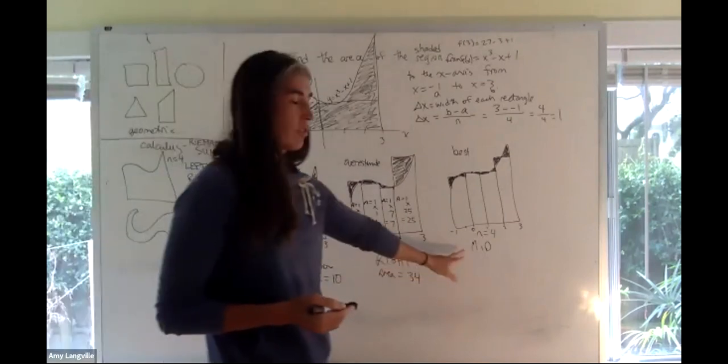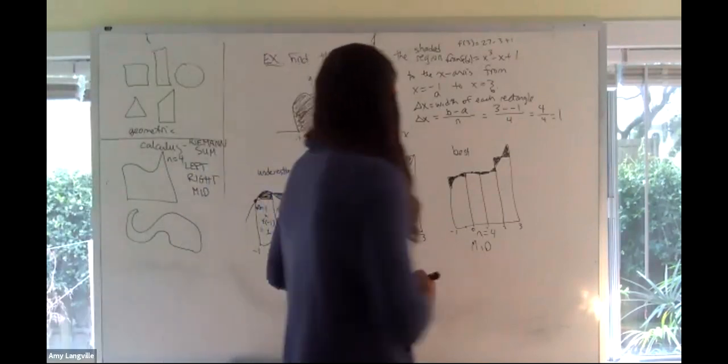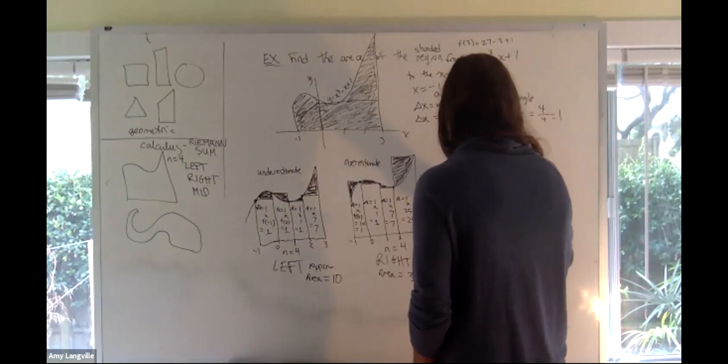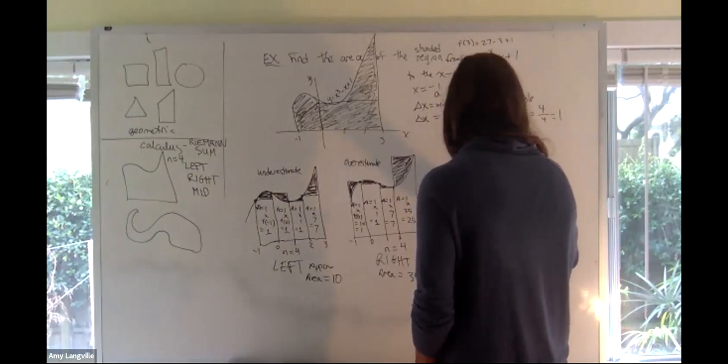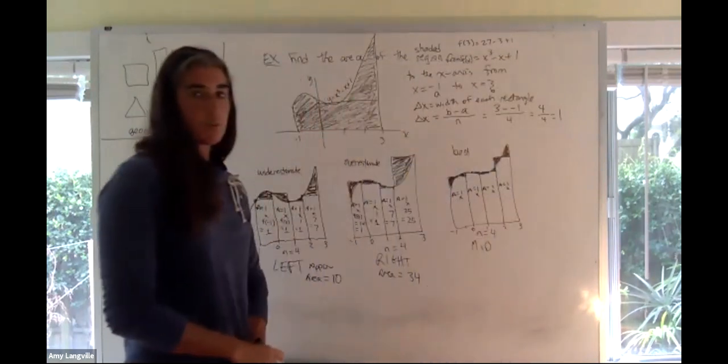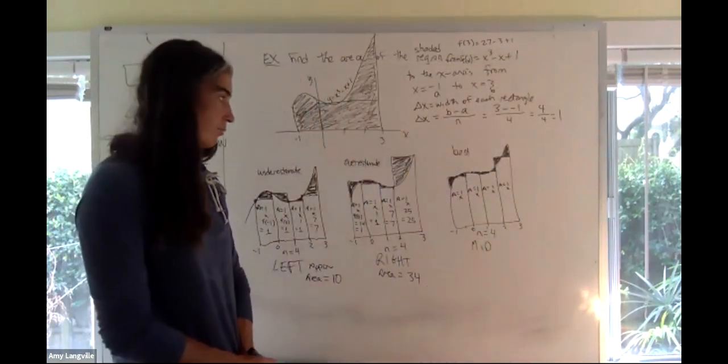So now we're going to come over here to our mid rule. For the mid rule, the area is 1 times a height. In each case, the width is 1 times some height. And so we need to figure out what are the heights that we're multiplying these widths by.